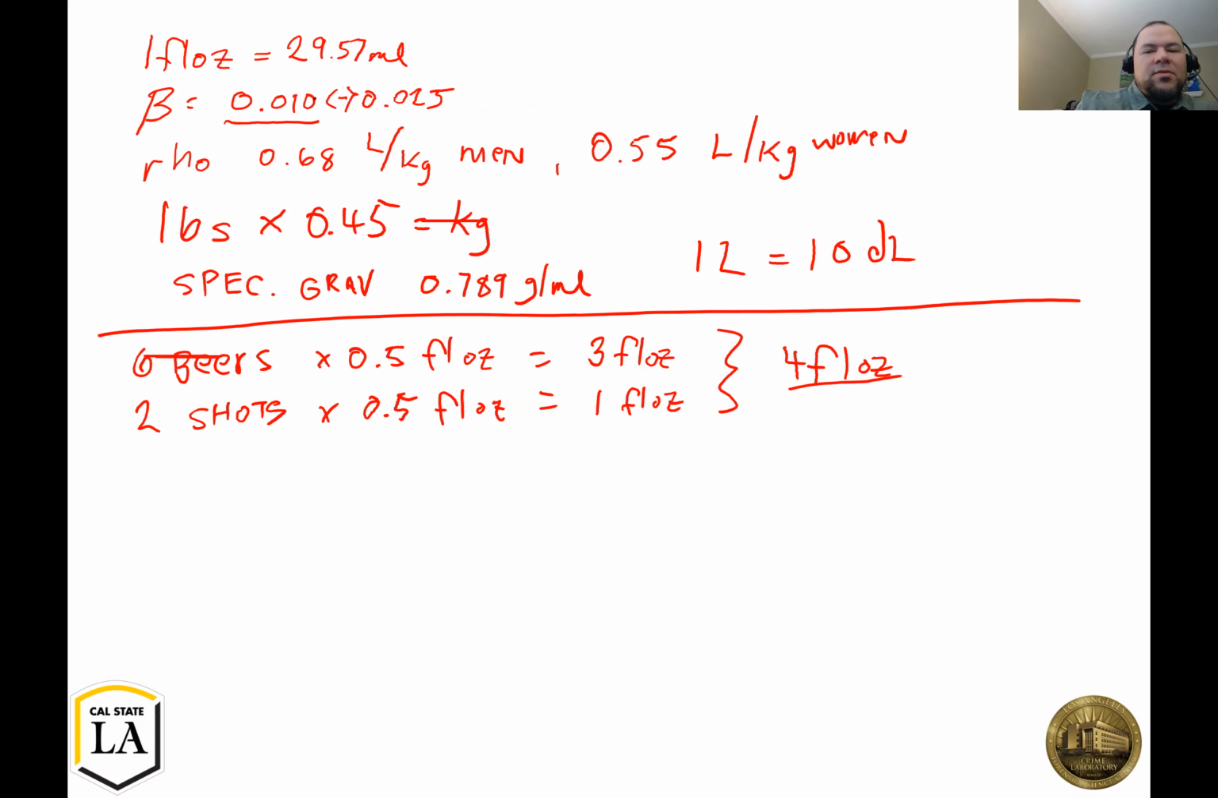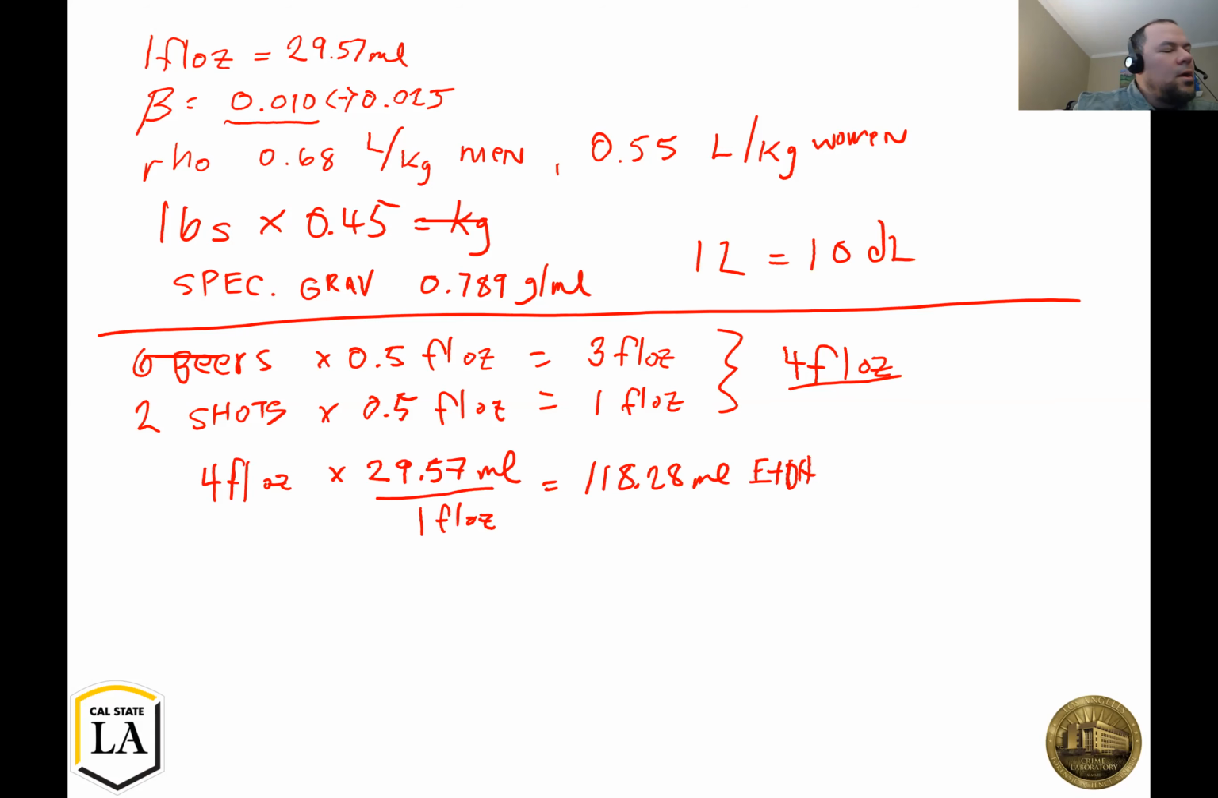So now that we have the 4 fluid ounces, we need to do something with that. We'll multiply that by the fluid ounces to get it to milliliters. So 29.57 milliliters in 1 fluid ounce, right? Okay, and then for that we have 118.28 milliliters of ethanol.